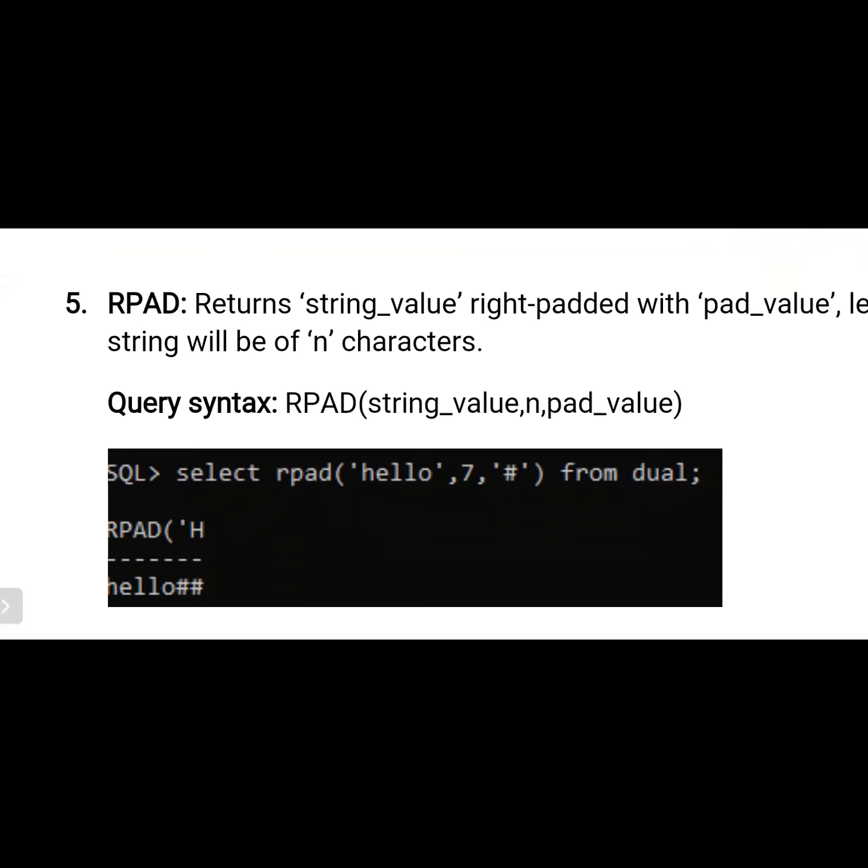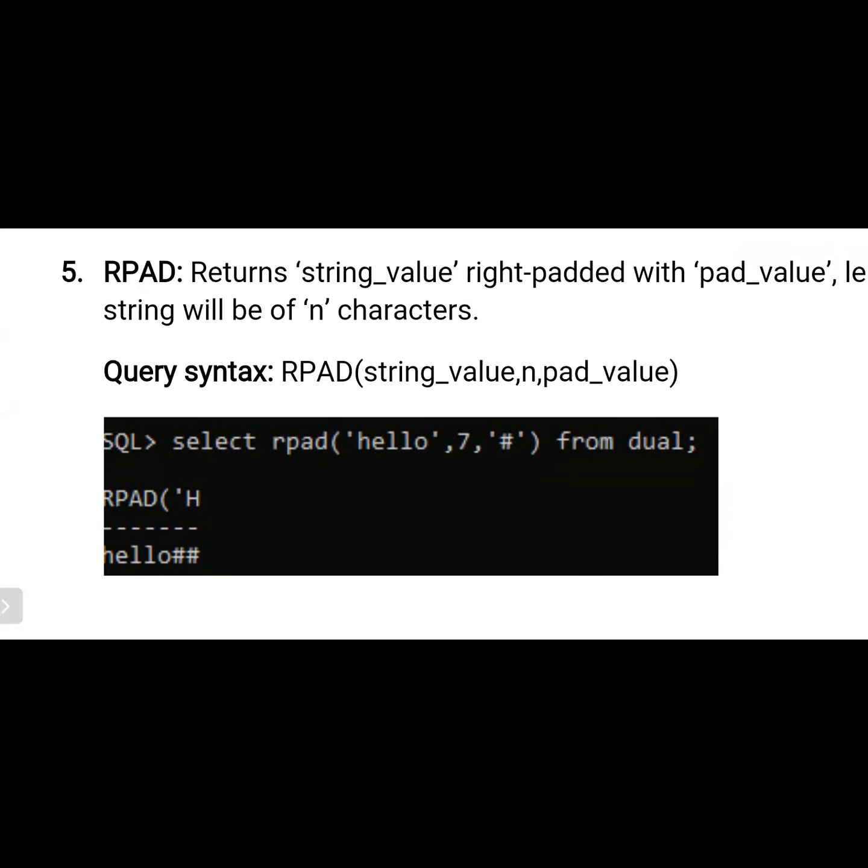In the same way, RPAD also adds a specified symbol to the given text from the specified position. Not only a hash, we can give any one of the symbols. For example, here hello, the total length of the characters is 7, and what is to be added here is hash, from the right side. Only two hashes are added. Why? Because we are specifying the length of the string as 7. If you give 10, then what happens? Hello is 5 letters, so the remaining 5 positions will be filled using hash.